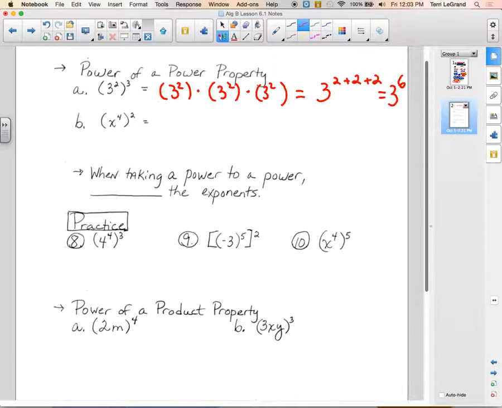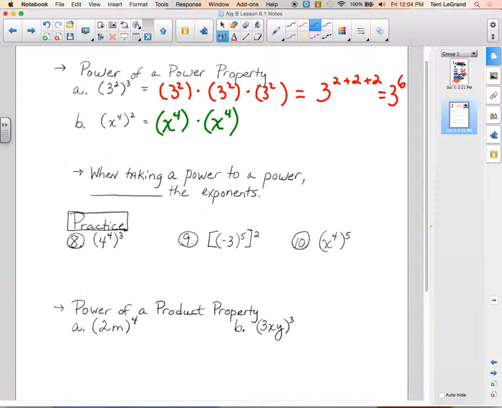Okay, what does x to the 4th squared really mean? What does it really, really mean? Okay, I need some new hands. Thank you, Malcolm. X to the 4th 2 times. So x to the fourth times x to the fourth.